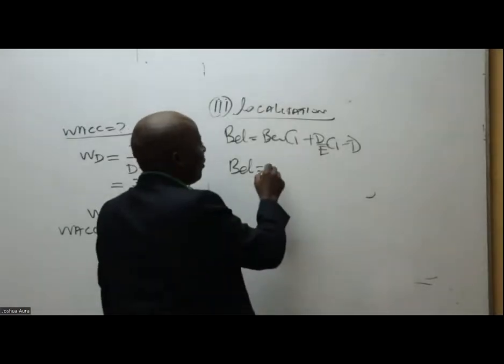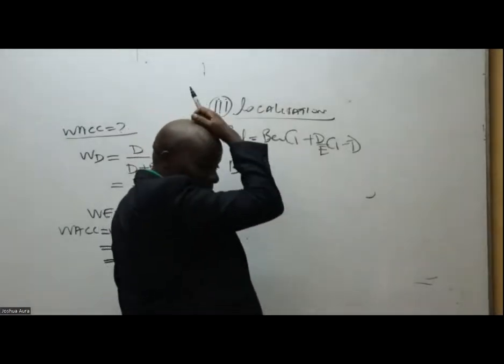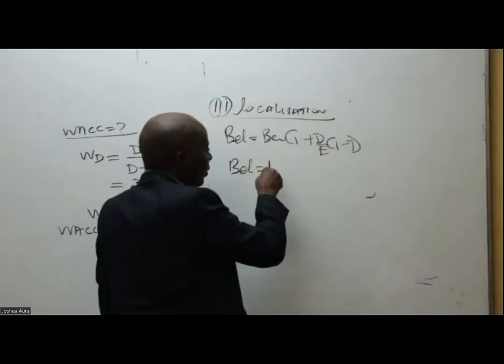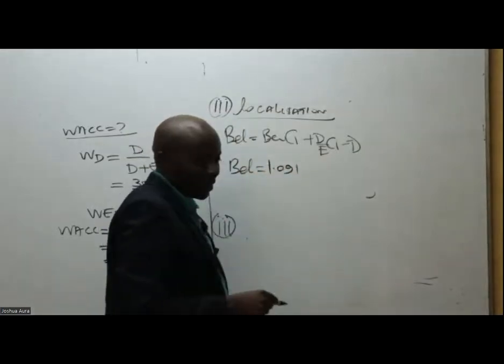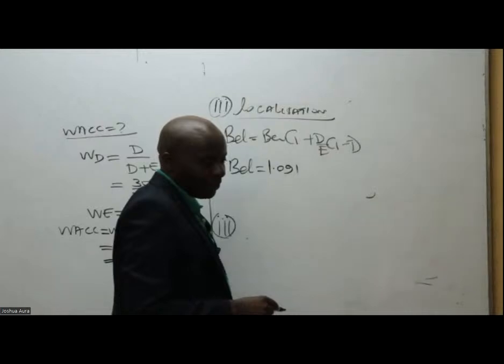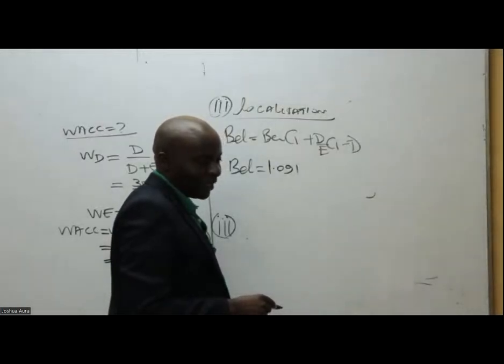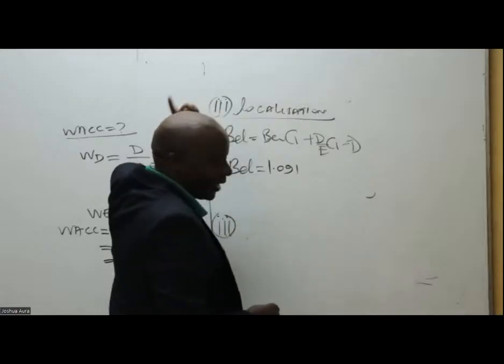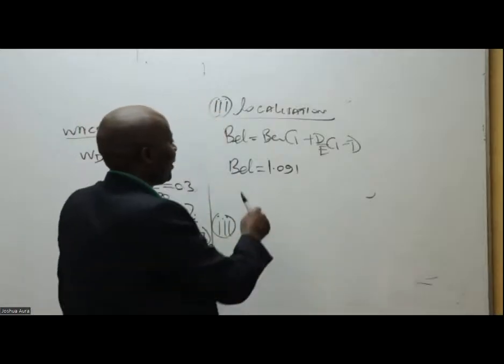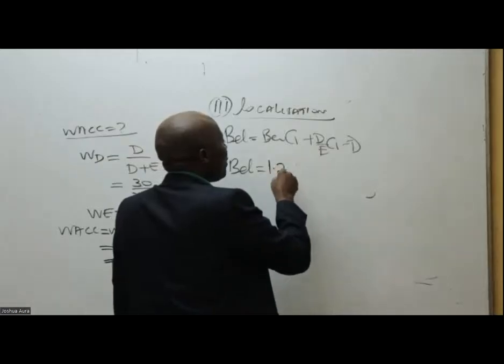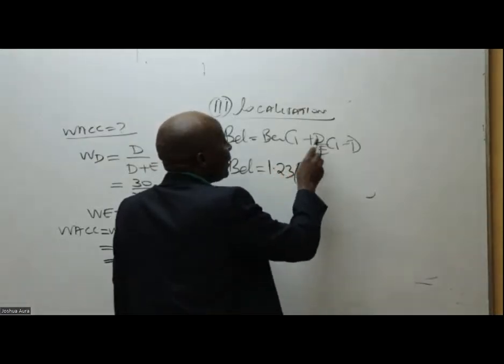So what is our bill, very fast? 1.091. What is our bill? Somebody? The one that we got up there was 1.23 into 1 plus debt over equity.